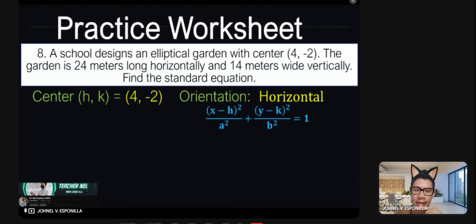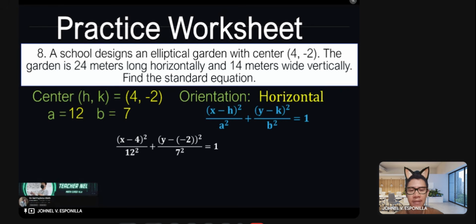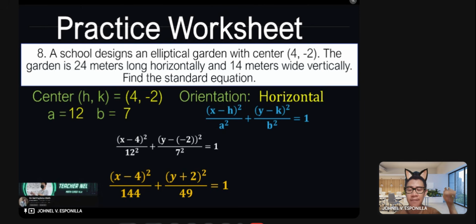So, ano yung A natin dyan? Since horizontal yung haba ng garden, so that is from vertex to vertex. So to get the value of A, kalahati ng 24, that is 12. Kalahati ng 14 to get B, that is 7. And applying the formula to get, so double negative become positive. 12 squared is 144 and 7 squared is 49. This is the horizontal ellipse of number 8. Number 9.